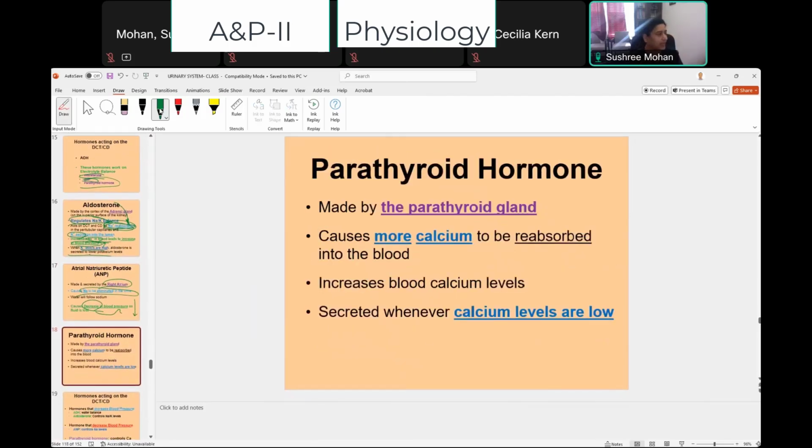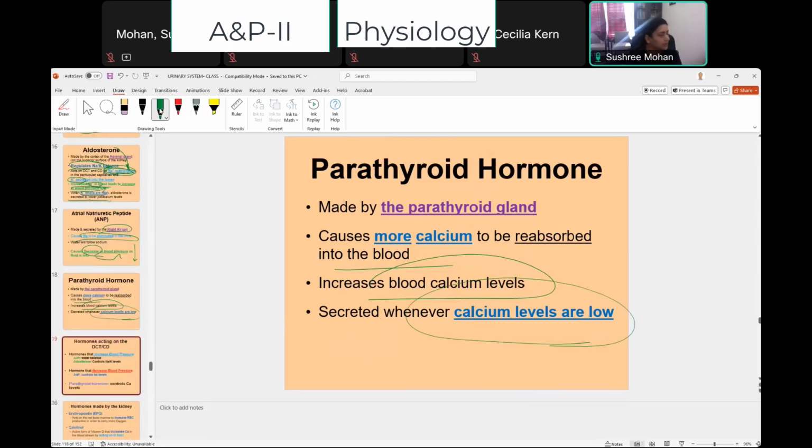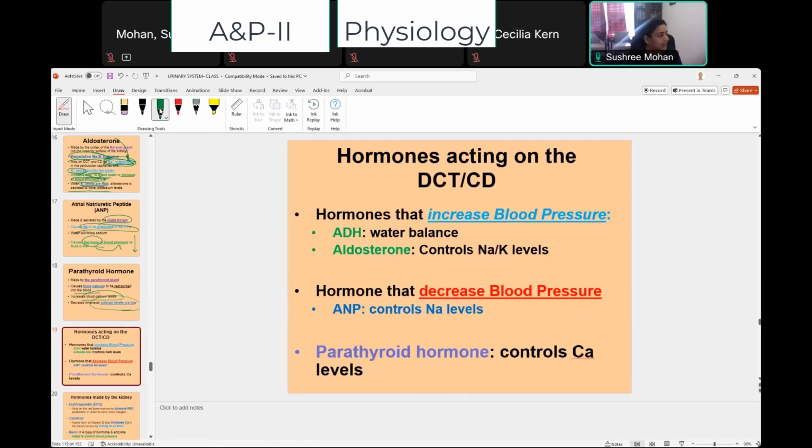Parathyroid hormone, that's made by the parathyroid gland. It causes more calcium to be reabsorbed. It increases the blood calcium levels and is secreted when calcium levels are low. So the kidney does have a role in calcium.